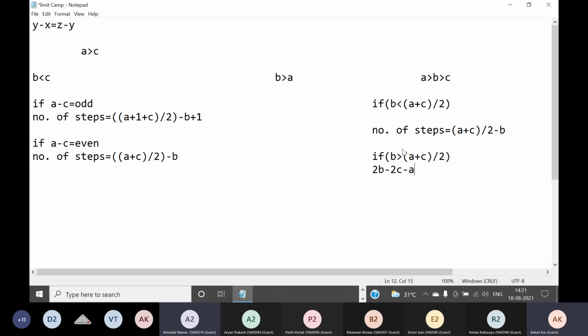That will be the case. Difference between B and A, and then writing it. This will be the answer for it, and this will be done for A and C. Okay. Now, why is it becoming minus 2C and not 2B minus C minus A? Because B is greater than C.